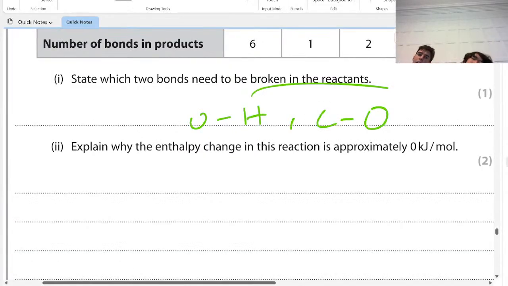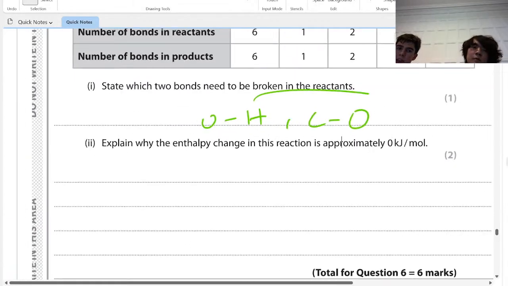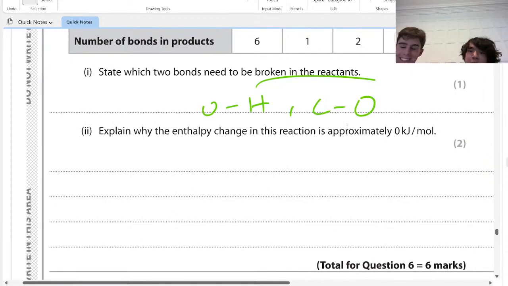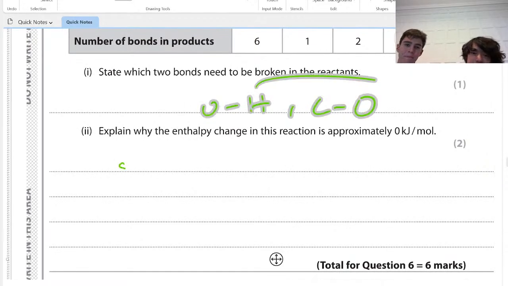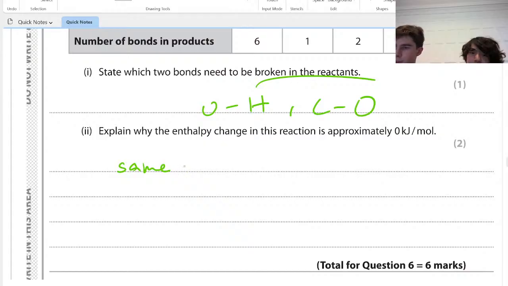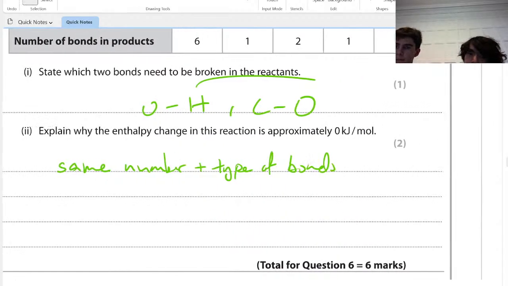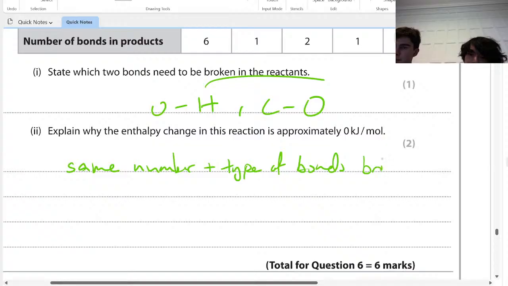Another thing they like to ask, especially when dealing with esters, is why the enthalpy change is zero. It's literally this next question. I've got an answer I wrote here earlier. I'm trying to find it.